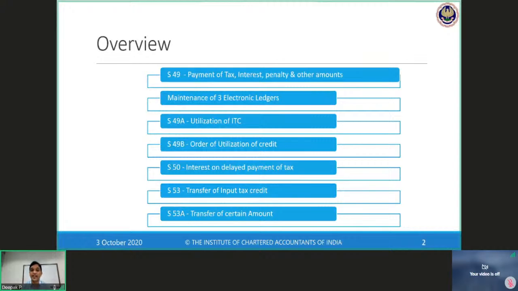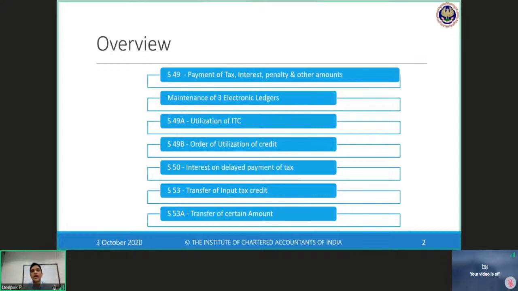Then you have section 49A, which is utilization of the ITC, and 49B is order of utilization of credit. This 49A and 49B are a part of the utilization itself. So when we do the utilization of the credit, on what basis we can utilize, that will get covered under section 49A and 49B. Then, once taxes have been paid, if there is a delay in payment of taxes, you're supposed to pay the taxes by the 20th. We'll read the dates again in the returns chapter, but to understand clearly, there are two dates which are important in terms of return compliances here.